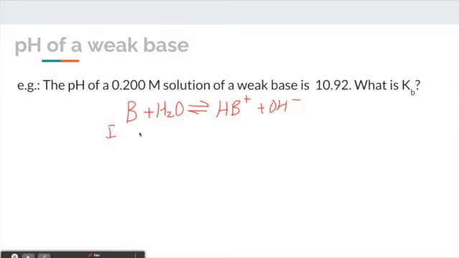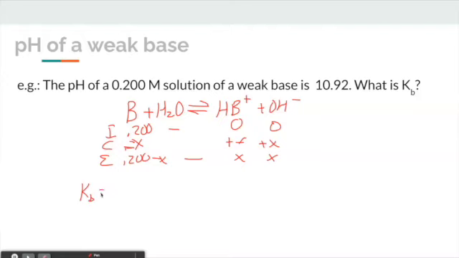Initial concentration, this is 0.2 molar. Water, it's a liquid. This is nothing before ionization. Our change is minus x and plus x and plus x. And at equilibrium, we have 0.200 minus x. Water doesn't matter. We have x and we have x for these two. The expression for Kb is going to be concentration of our HB plus times concentration of our OH minus divided by concentration of B, the original base.